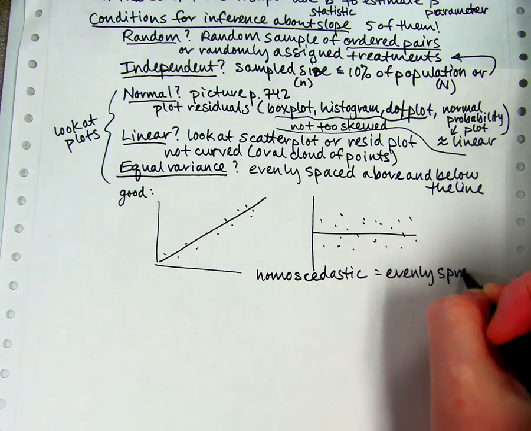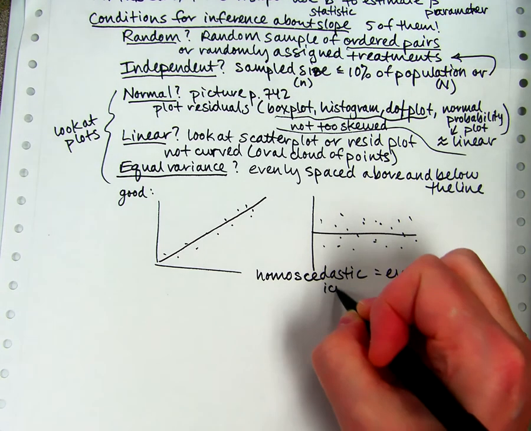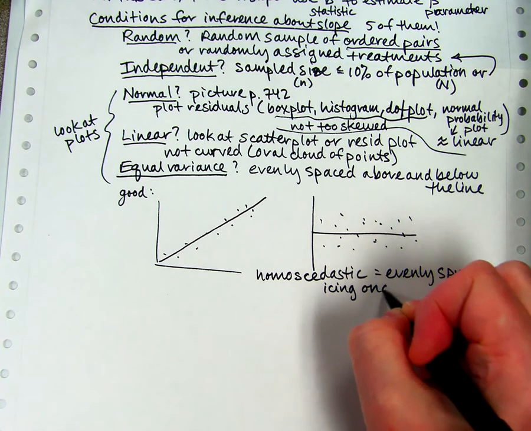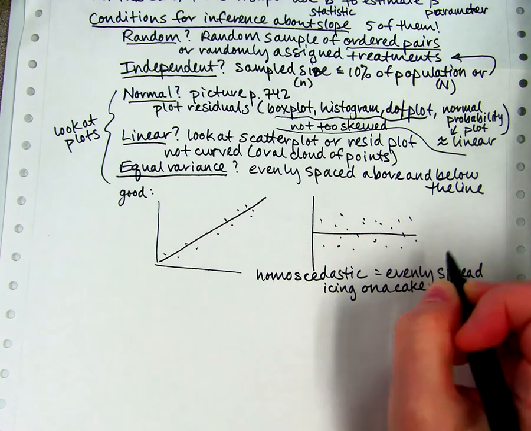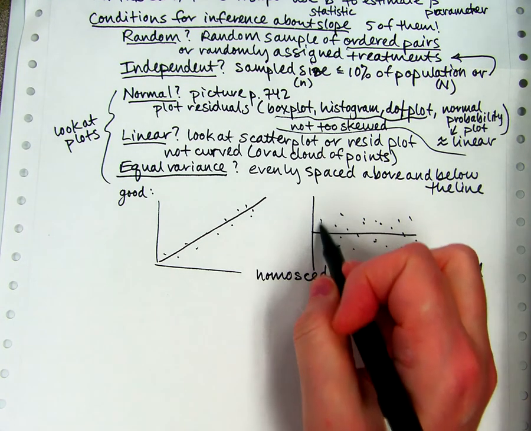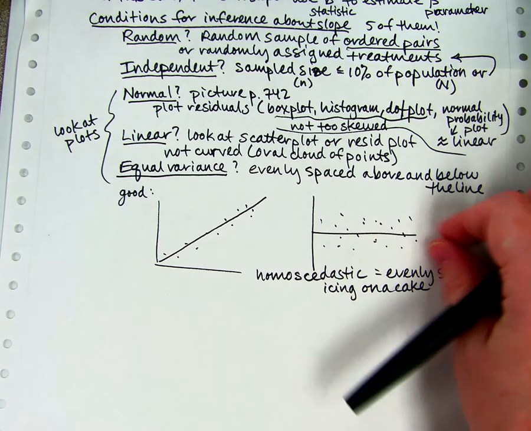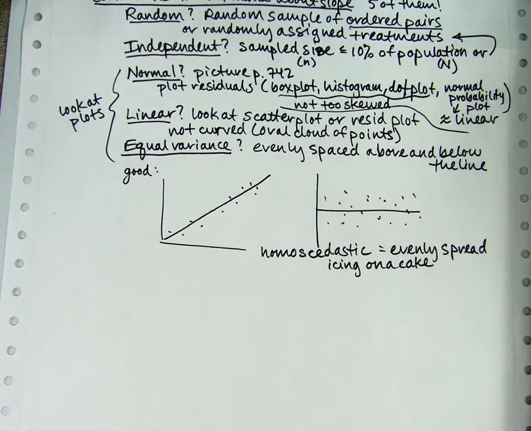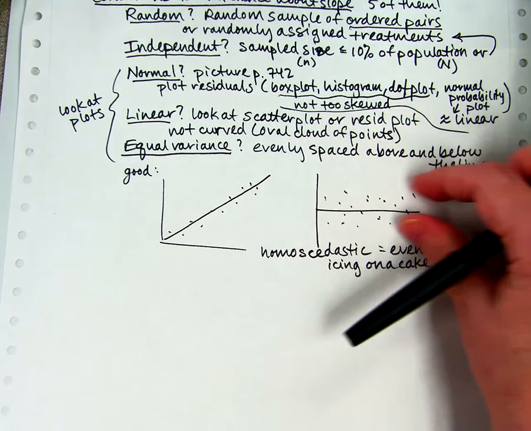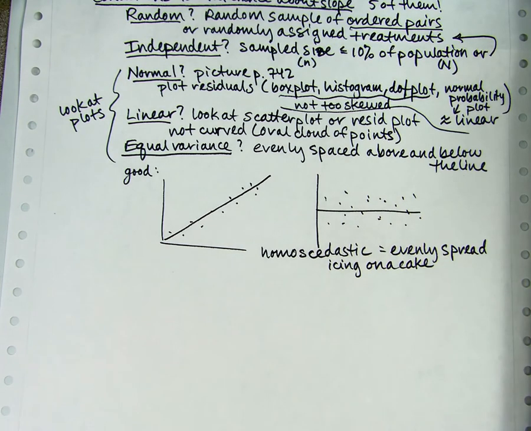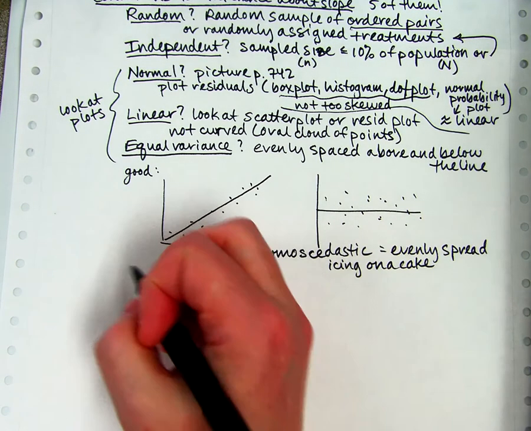I like to think of it as icing on a cake. If you do icing correctly, you have the same amount of icing at each spot on the cake, and you don't have a lot at one end and a little bit at the other end. I mean, I suppose some people might like it that way, but we want it to be evenly spread. So that's homoscedastic. That's the good situation that you're looking for.